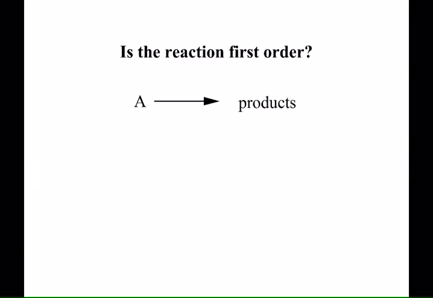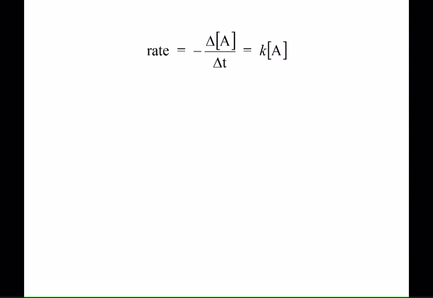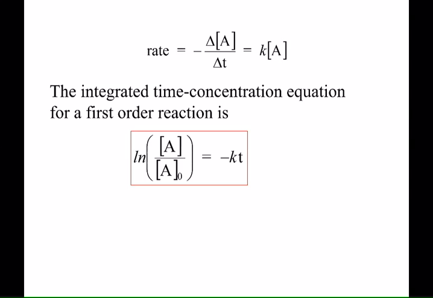Okay, so for first order, our rate law expression would look like this, where we have the molar concentration of A raised to the first power. So rate is equal to k times [A] raised to the first power. Well, rate then is equal to negative change in [A] over change in time. Go ahead and do a bit of calculus, integrate it, and we come up with this relationship.